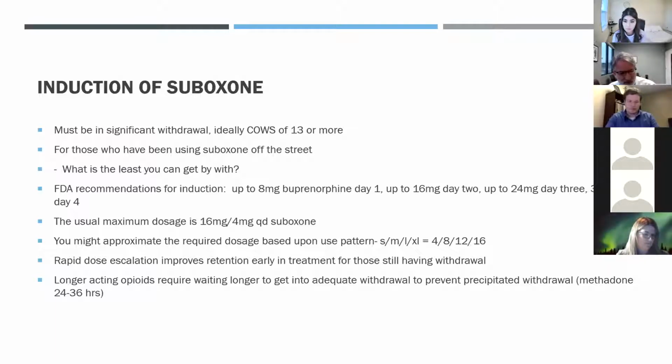Now, longer acting opioids like methadone have a 24 to 36 hour half-life. So you're going to have to wait 24 to 36 hours before you start the Suboxone. Now, there is an exception to this. There's new literature that suggests that you can cross-taper methadone and Suboxone.